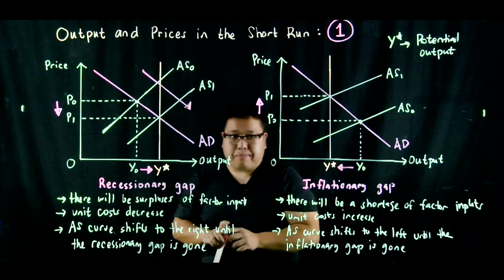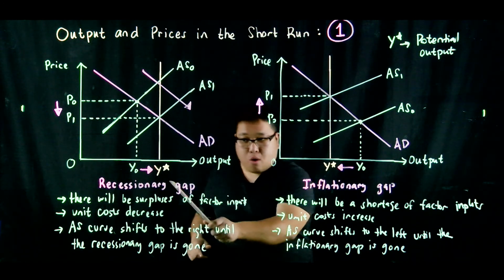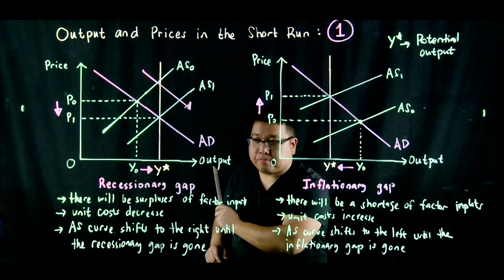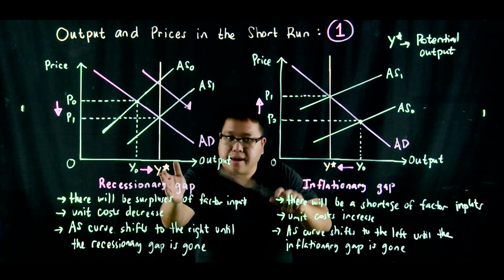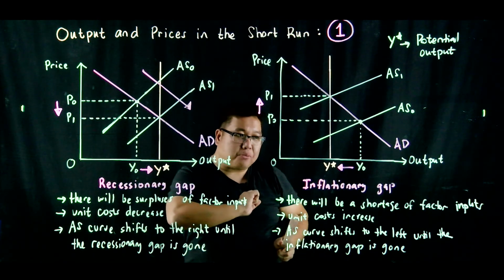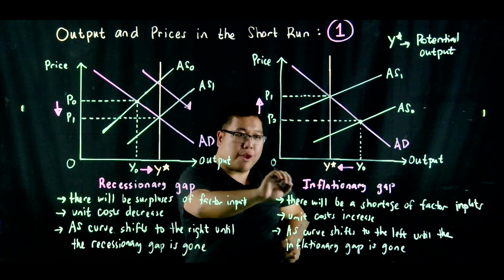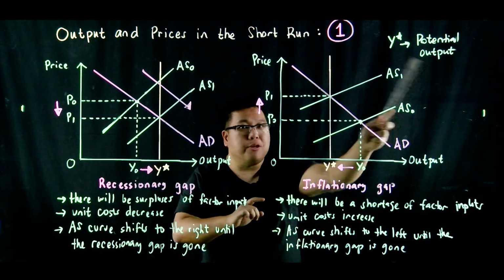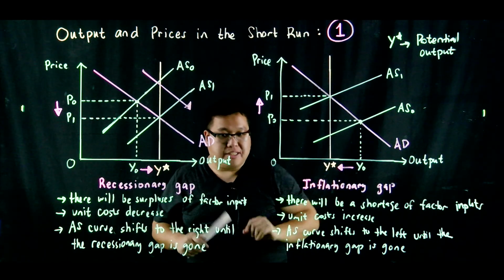So just to recap, there are two types of output gaps that we have right here. We have the recessionary gap, which results from the fact that our Y star is to the right of Y0. And we have the other type of output gap, which we call an inflationary gap, which results when your Y star, or your potential output, is to the left of our short-run equilibrium, Y0.